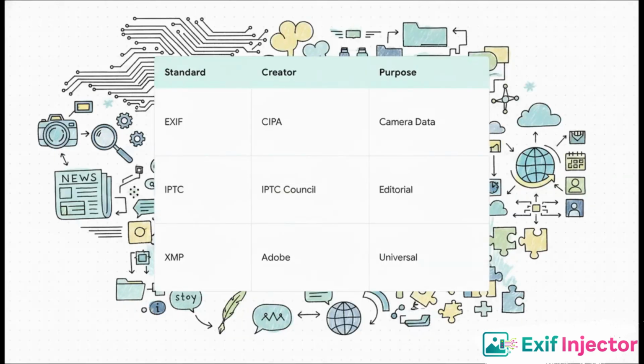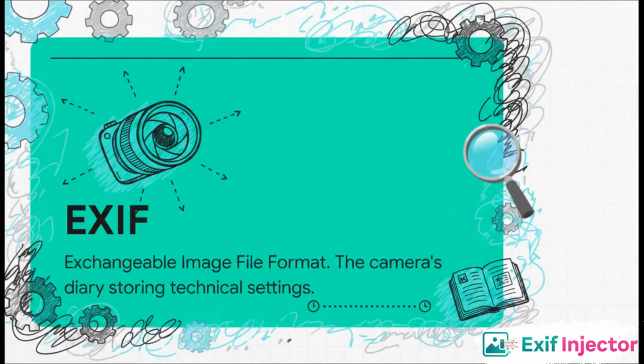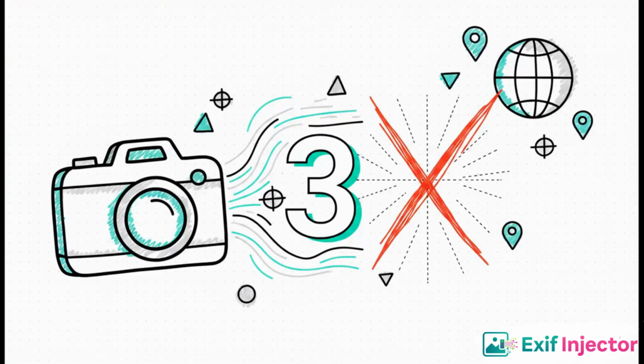As you can see here, each standard was built by totally different creators for completely different, specific purposes. First up, Exif. Finalized by CIPA, think of it as the camera's diary, automatically logging technical stuff like shutter speed. But wait, Exif also logs your GPS coordinates to 3-meter accuracy. That's a massive hidden privacy risk.